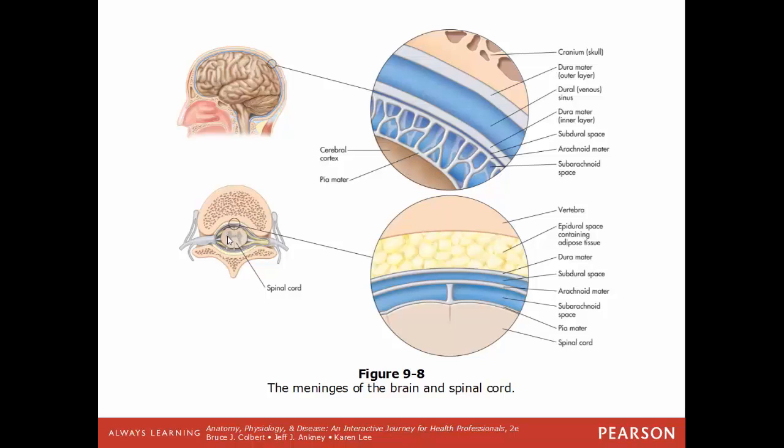You're looking at it from this view here, the spinal cord and the vertebrae here. The cord will be here in the lower portion of this image. The vertebrae will be at the back. You have the epidural space, where you have a lot of adipose or fat tissue. Then you have the dura mater. Then you have the subdural space, the arachnoid mater, subarachnoid space, then the pia mater, and then the spinal cord.